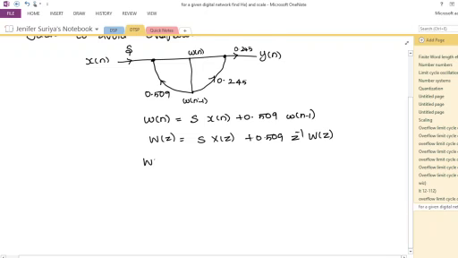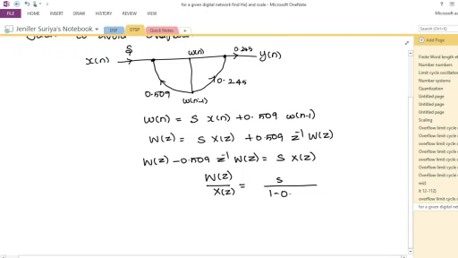Now I'm putting W of Z on one side. So W of Z minus 0.509 Z inverse W of Z is equal to S into X of Z. So now W of Z by X of Z is equal to S divided by 1 minus 0.509 Z inverse.